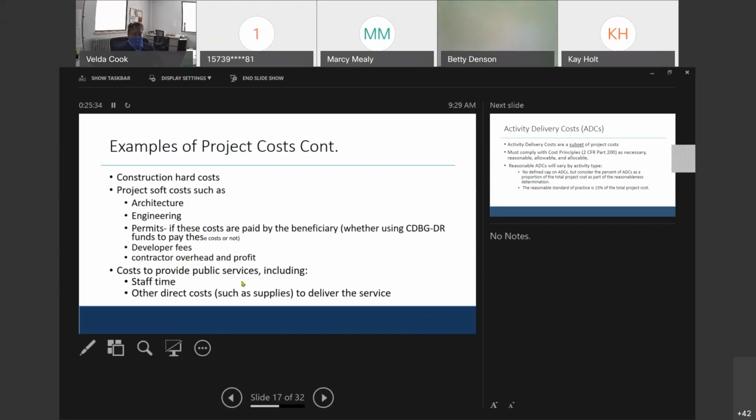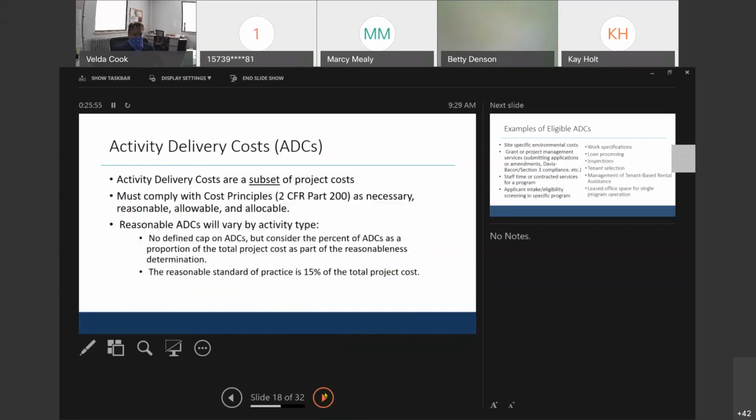We're not doing public services on these two grants that the applications are open for, but this is an example of how project costs apply to public service activities. It would be the direct staff time and then other direct costs, anything involved that is necessary to deliver the service. I know activity delivery cost is a relatively unfamiliar term across our program implementation and administration, but we are pushing the costs that are involved to deliver these projects, we're pushing all of that to activity delivery.